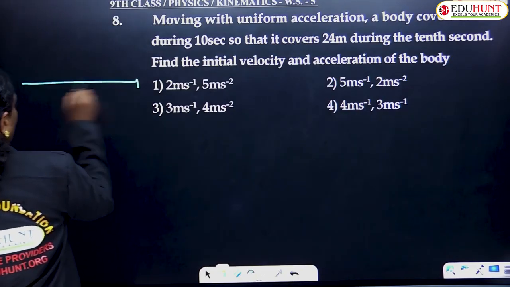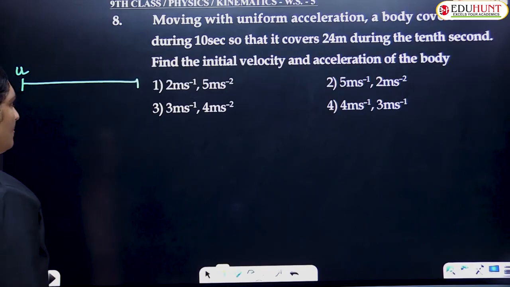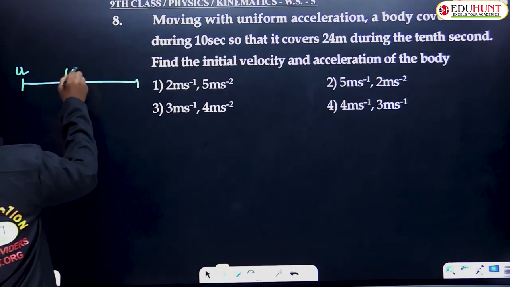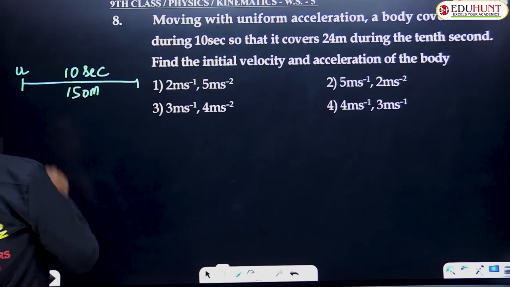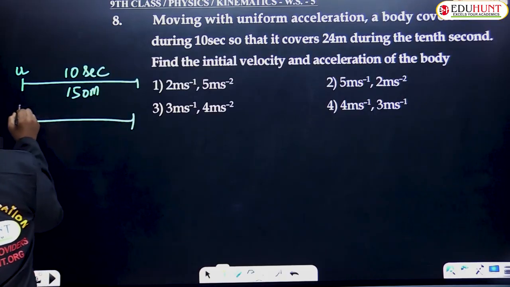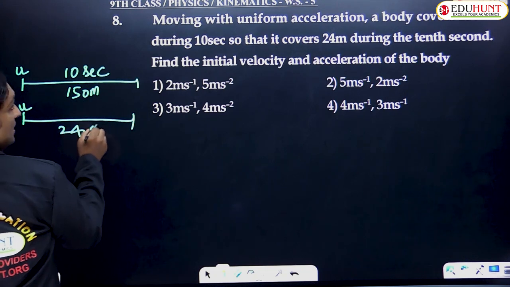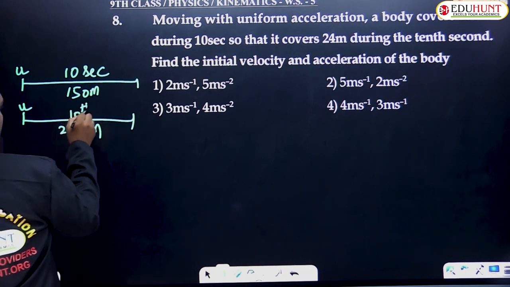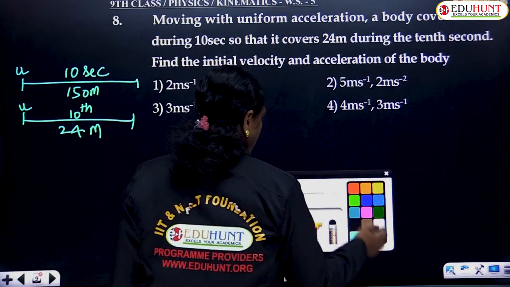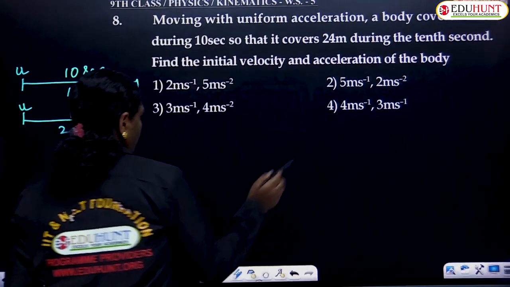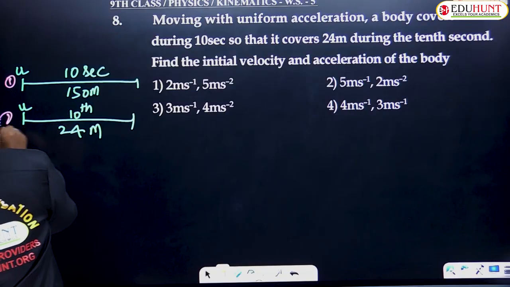So let us consider the initial velocity of the object as u. What is given is, in a total of 10 seconds, it covers a distance of 150 meters, whereas with the same initial velocity, it covers 24 meters in the 10th second, n equals 10. Okay. So based on that, let us try to form. This is the first case and this is your second case.